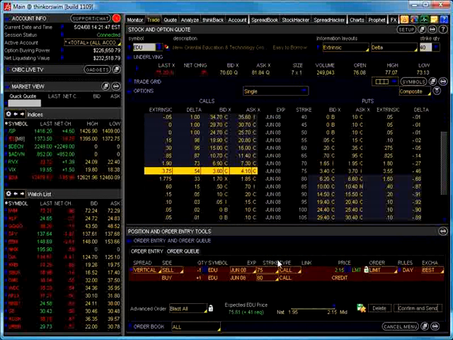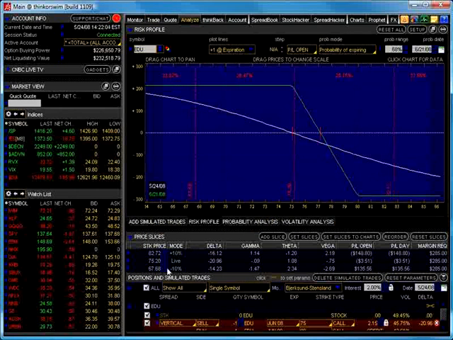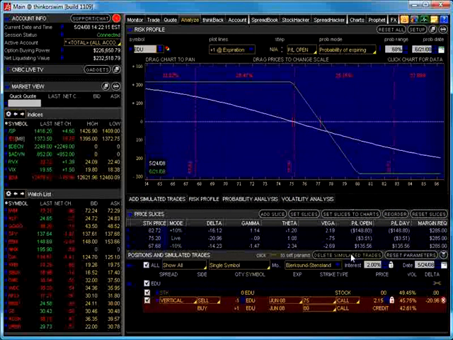So why would we sell rather than buy these spreads? Well, I'll show you. Let's go to, and I just right-click on this order dialog box and go to Analyze Duplicate Trade. Let's take a look at this. When we sell a spread, I want you to take a look at something very interesting.